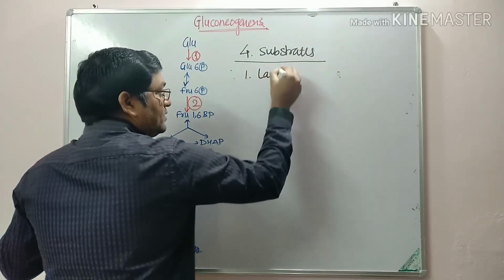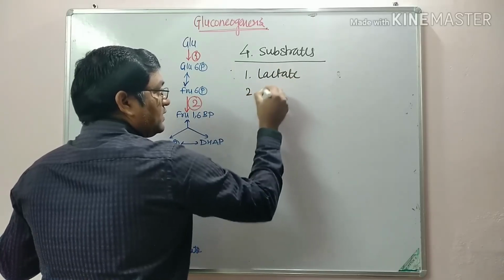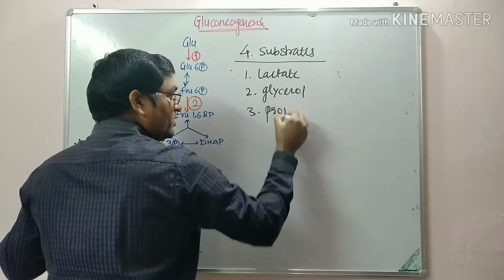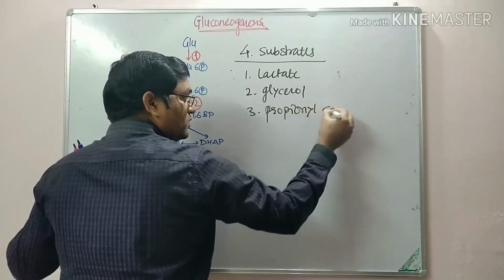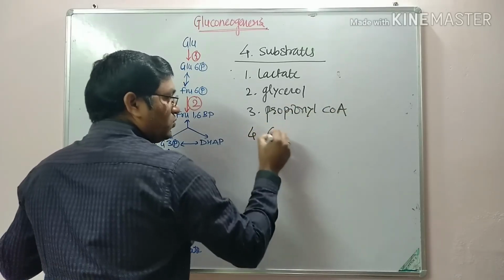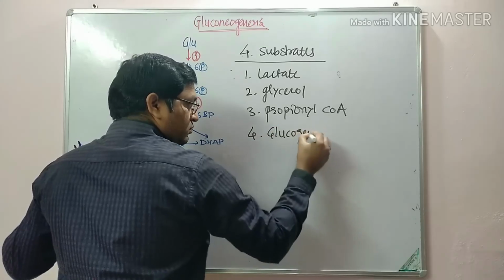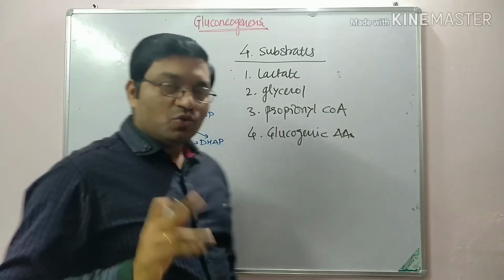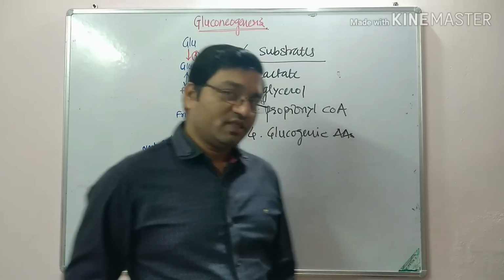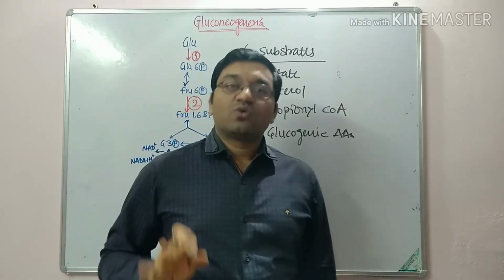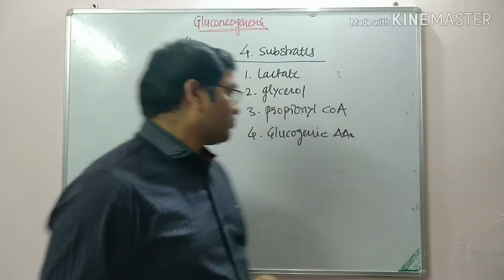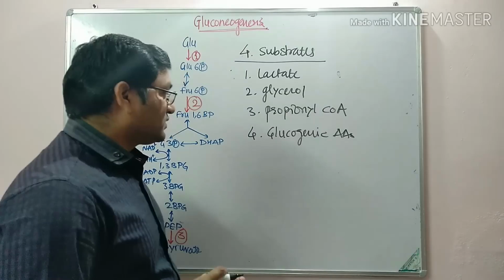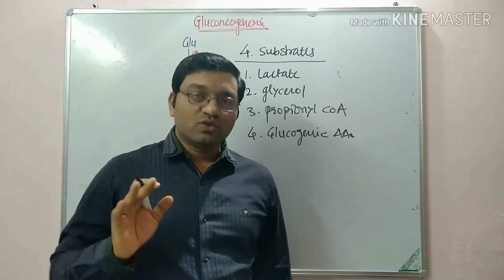that is lactate, glycerol, propionyl CoA, and glucogenic amino acids. Remember, only leucine is an exclusively ketogenic amino acid. Then the remaining are all glucogenic amino acids. So these are the 4 important substrates from which glucose is synthesized, that is known as gluconeogenesis.